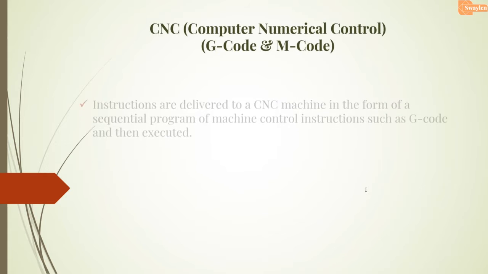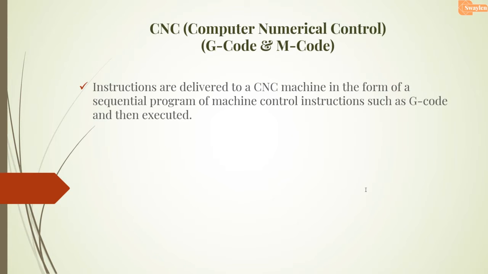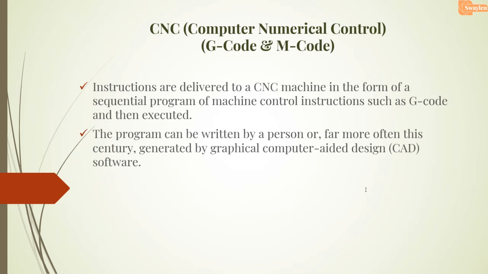Next, instructions are delivered to a CNC machine in the form of a sequential program of machine control instruction such as G code and then executed. Next, the program can be written by a person or, far more often this century, generated by graphical computer aided design software. Next, 3D printers also use G code.